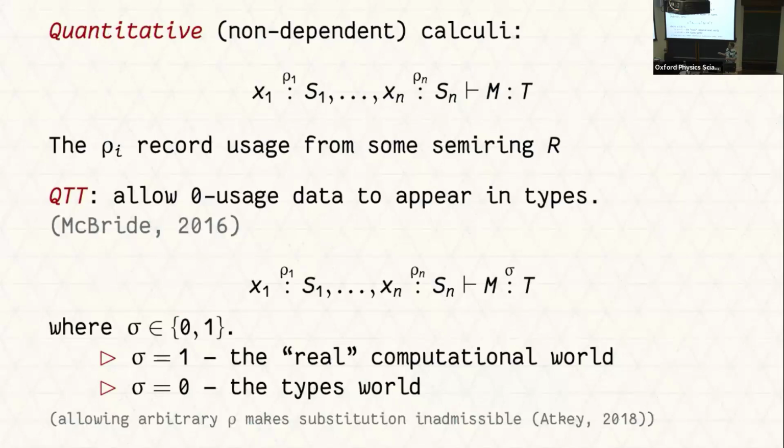And we have one where sigma equals 1. And this is sort of the real computational world. This is where the rows start to matter, and we can impose a linear typing discipline. So we split the theory into one where we don't track resources in any way whatsoever, because 0 plus 0 is 0, and 0 times something else is 0. But then we have this real computational world where the resources start to matter.